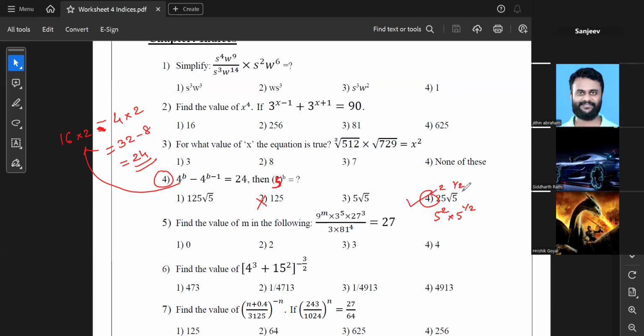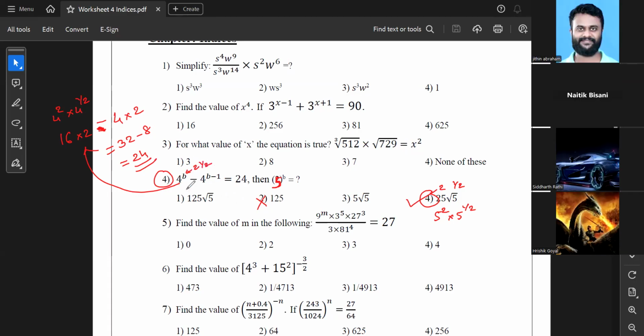How did you get 16 into 2? I'll tell you. 16 is what? 4 raised to 2 multiplied by 4 raised to half. B's value is 2.5.